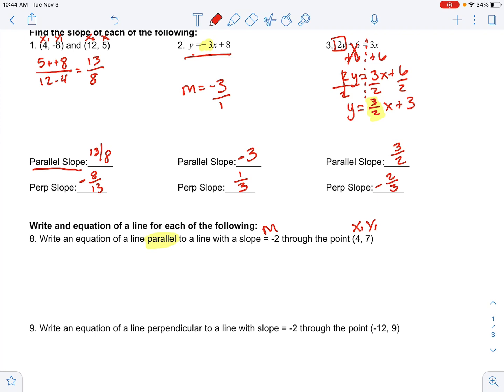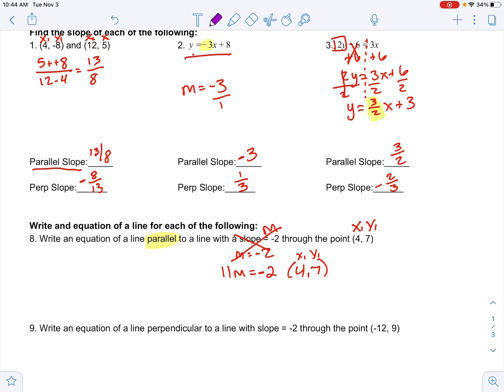Now the difference is I want a parallel line. So if my slope is -2, I need to get my parallel slope. So under here I'm going to say parallel slope equals what? Parallel slope we talked about is the exact same slope, so I'm still going to use -2. Now I'm going to ignore this, and I'm going to bring down my point (4, 7) as x1, y1.